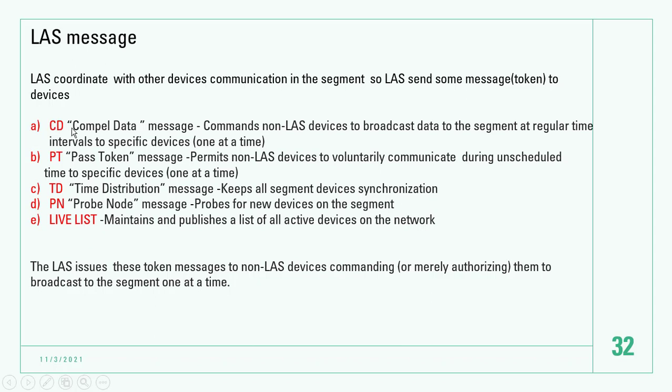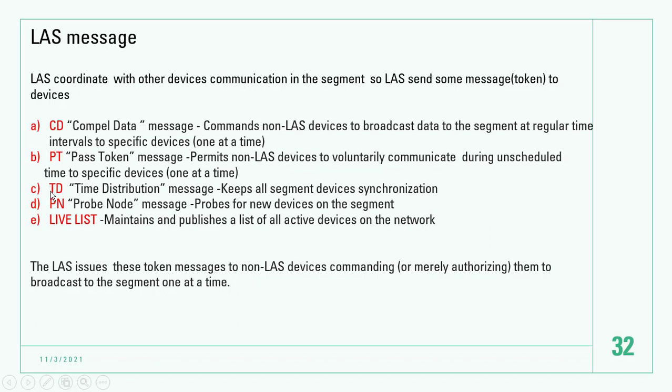The CD message is a compel data message. Compel data is the command to a non-LAS device to broadcast the data to the segment at a regular time, or to a specific device. The PT, pass token message, permits a non-LAS device to volunteer communication during unscheduled time to a specific device.